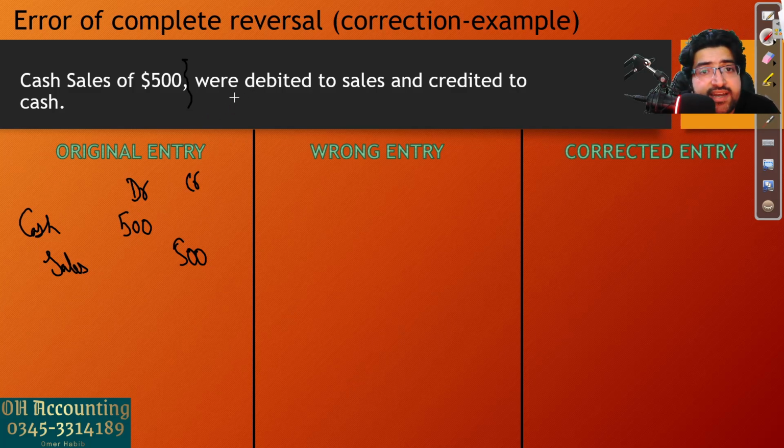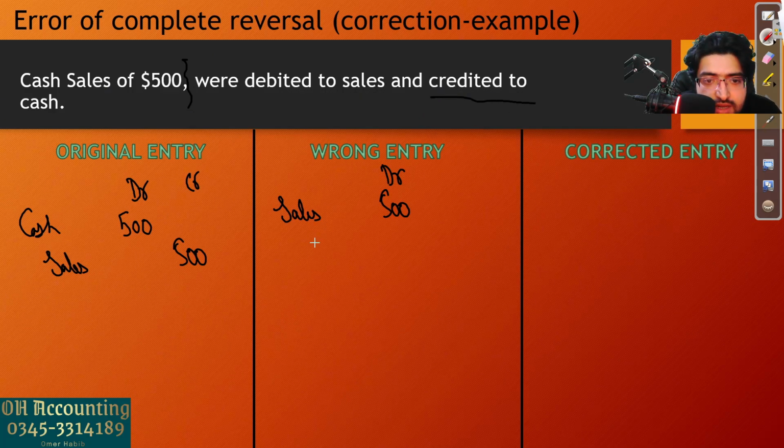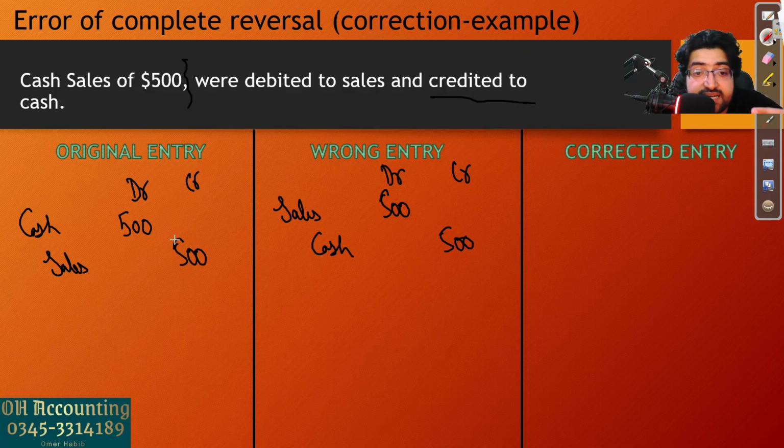Let's see what error did we make. Cash sales of $500 were debited to sales. Okay. So instead of crediting sales, what have we done? We have debited the sales account by 500 and credited the cash account. So cash is credited by mistake. This is complete reversal. As you can see, the entries have been completely reversed, right?